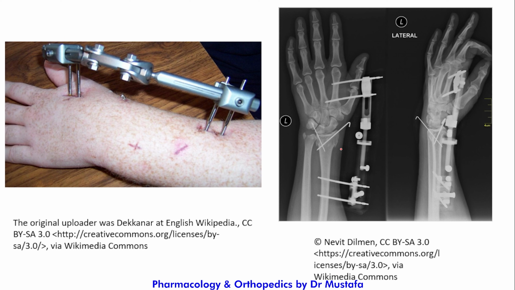Here we have an example of a distal radius fracture, and it is held by wires, tension band wires, as we can see here, and it's also held by an external fixator device. This is the device, and it is held by pins, as we can see here, and also pins here. And this is the image of the patient's arm while the fixator is applied.